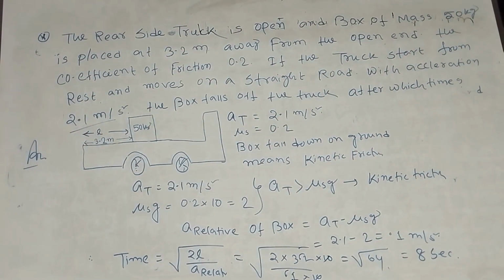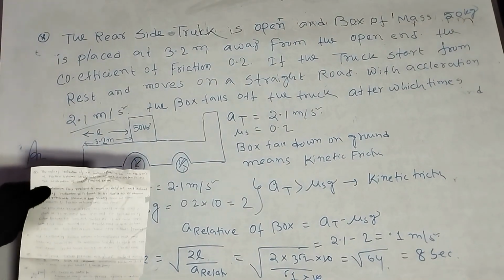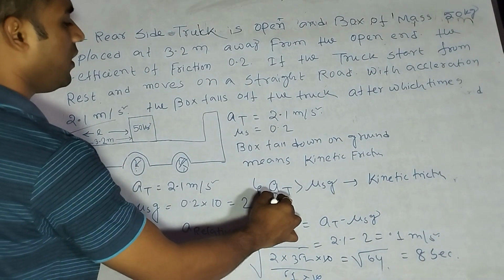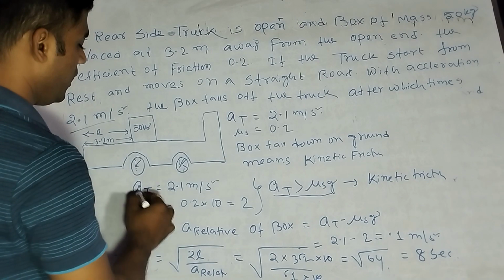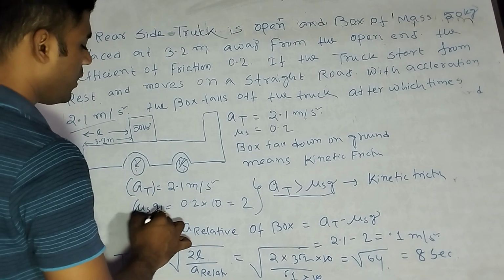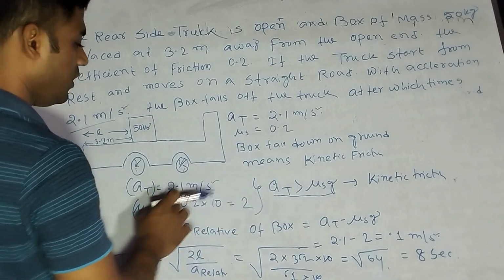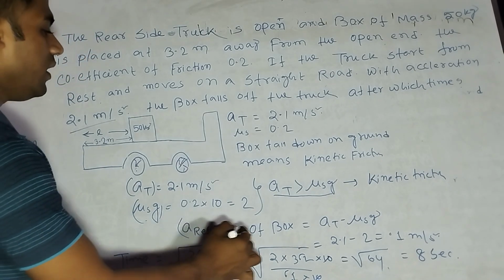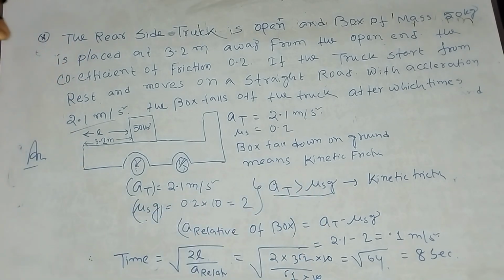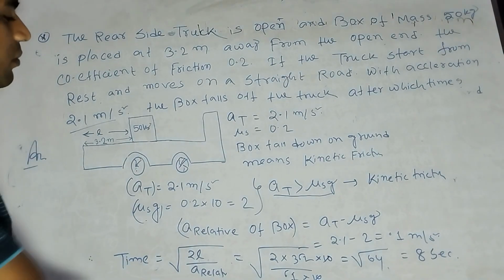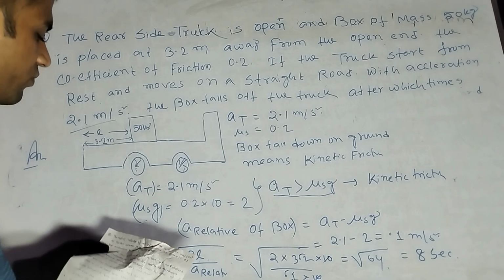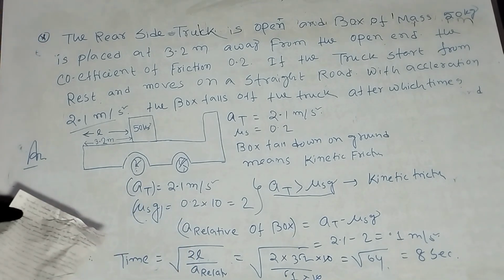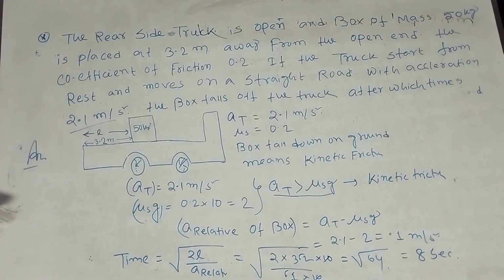This is the box and track problem, especially with kinetic friction. For kinetic friction, justify AT greater than mu s g. Multiply the given AT value and mu s g data, then the relation is AT greater than mu s g. So this is kinetic friction. Then you find the A relative of the box, with formula AT minus mu s g. The time taken by the box is root over 2L by A relative. The data is given, so quickly get the answer. So this is the box and track problem.